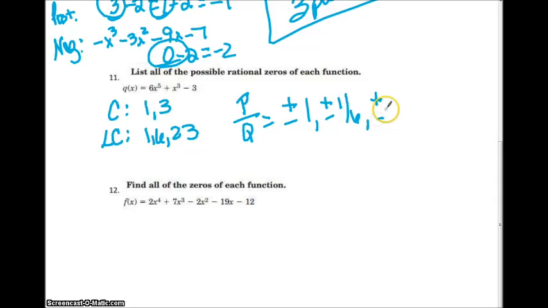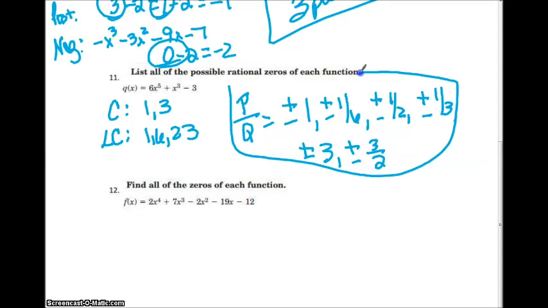plus or minus 1/2, plus or minus 1/3, plus or minus 3, plus or minus 3/6, which is 1/2, don't write it again, plus or minus 3/2, plus or minus 3 over 3, don't write it again. So that is your answer.